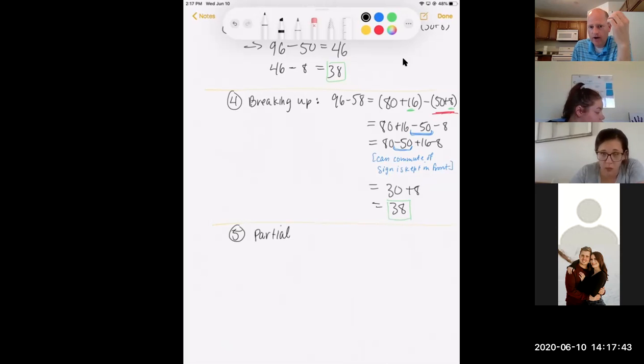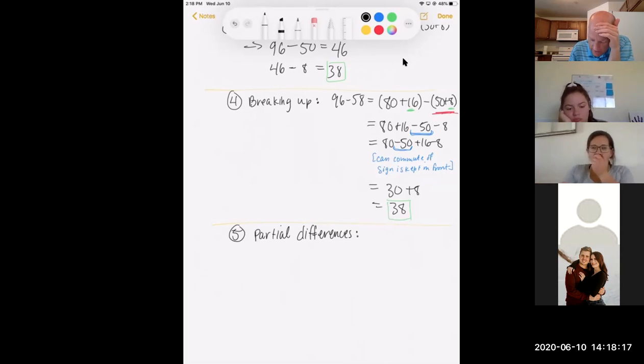We can subtract off parts without any algorithms just by taking away using partial differences. This is like partial sums, but we're going to subtract instead of add. With the partial sums, remember we added the ones without any grouping or carrying, and then we added the tens. So partial differences, let's see what you think about this one for 96 minus 58.